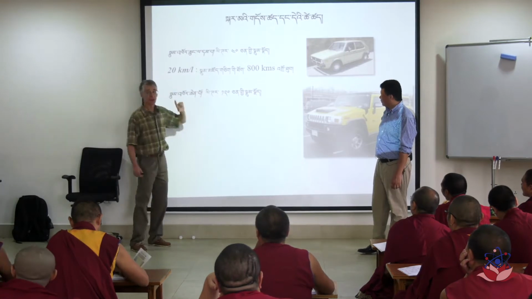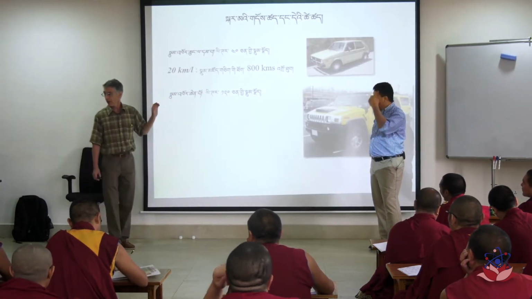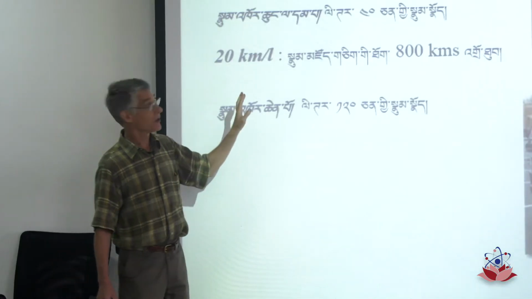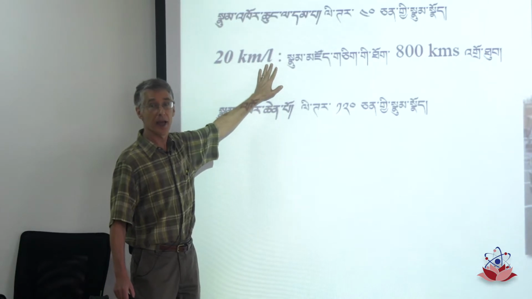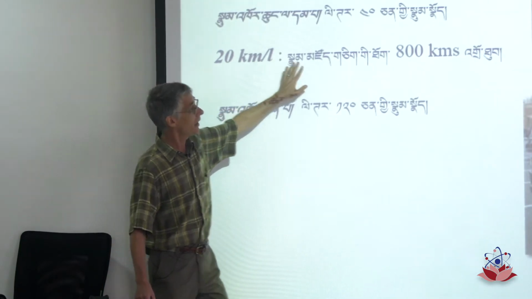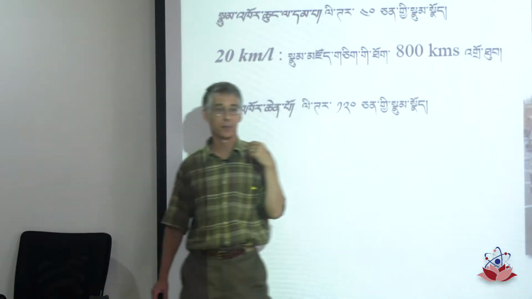So let's do a calculation. So this car gets 20 kilometers for every liter in its tank. That means it can go 800 kilometers before it runs out of gas.